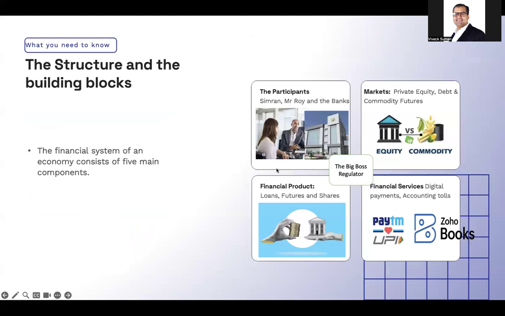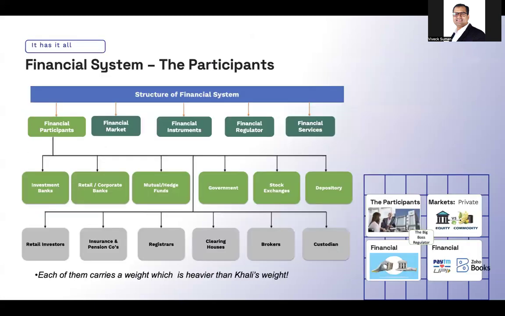In section 2, we covered the building blocks of the financial system. Again, we took the same 5 participants there, and we went into detail of each of them. For example, we took the structure of the financial system, which started with financial participants, and we looked into the different participants: investment banks, retail and corporate banks, mutual funds, government, stock exchanges, depositories. In the second layer, there are other players, key factors and important ingredients to financial participants, which were retail investors, then insurance and pension companies, registrars, clearing houses, brokers, and custodians. Each of them carries a weight which is heavier than Kali's weight, actually.